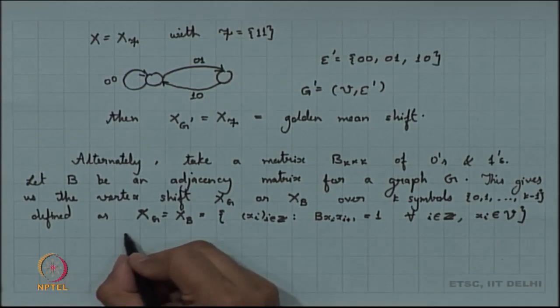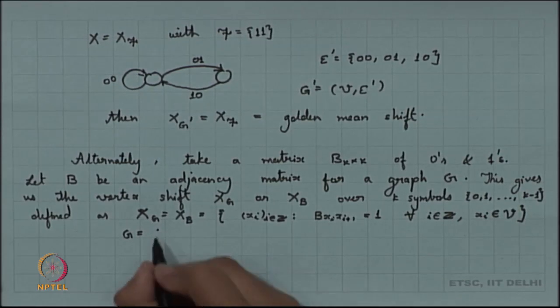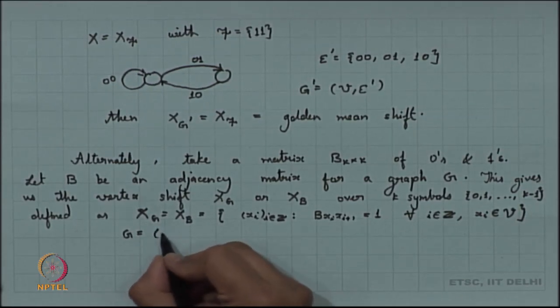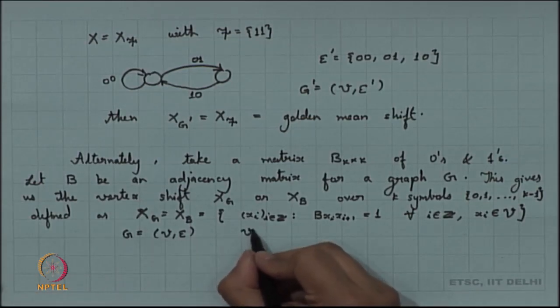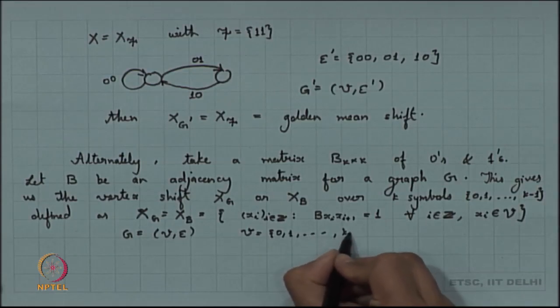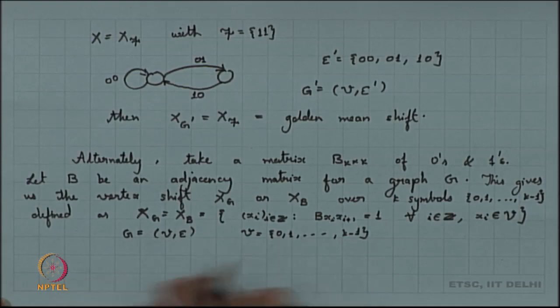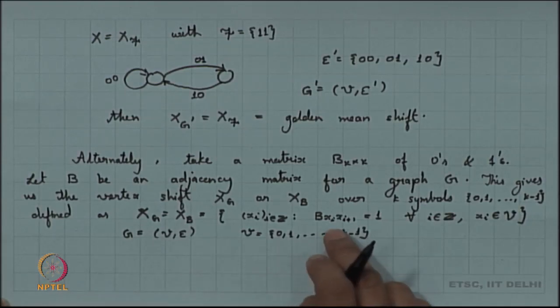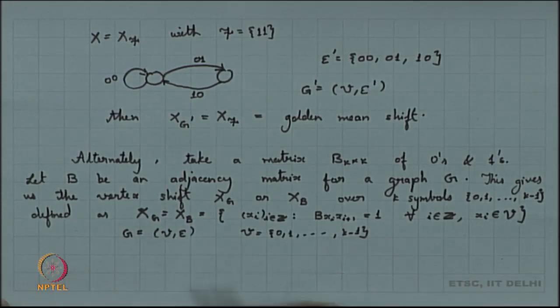So, vertex set V of G, where I can think of G as the set of vertices and edges, G is (V, E). My V happens to be this particular set 0, 1, up to k minus 1. So, we think of these vertices and we say that there is an edge between two vertices if you have B(x_i, x_{i+1}) equal to 1. In that case, x_i is the vertex.